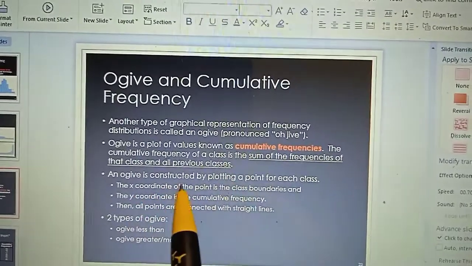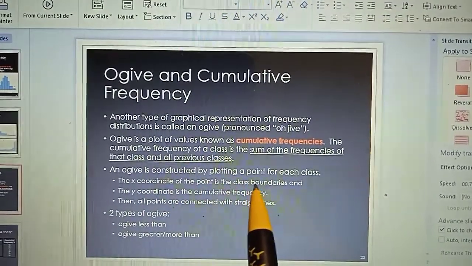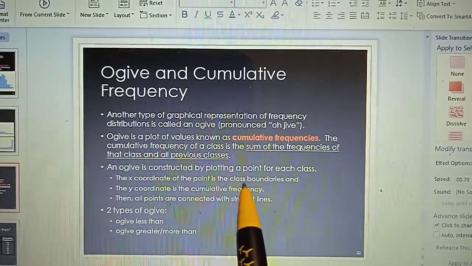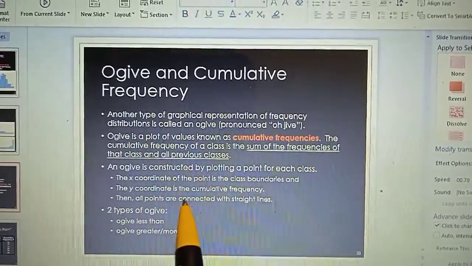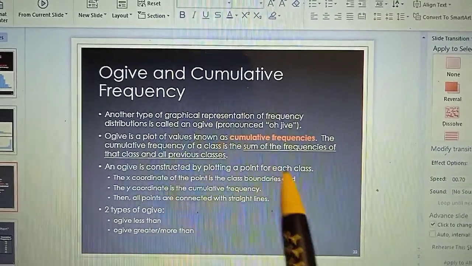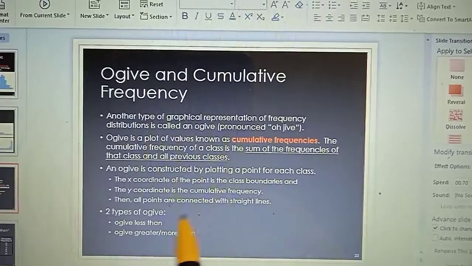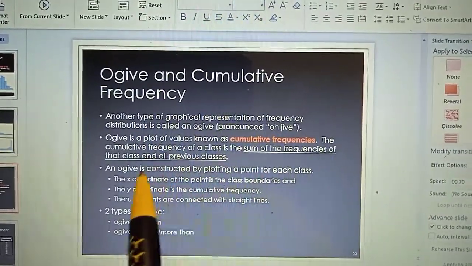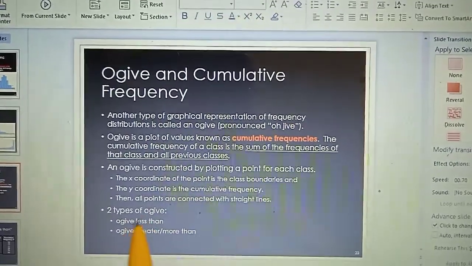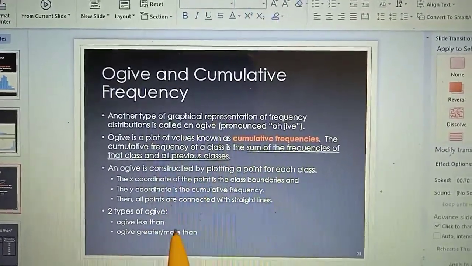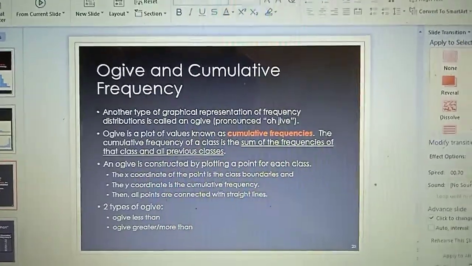An ogive is constructed by plotting a point for each class. The x coordinate of the point is the class boundary and the y coordinate is the cumulative frequency. This is how we display the ogive in a graph of x and y. Then all points are connected with straight lines. These are the features of an ogive. There are two types of ogive: ogive less than, and ogive greater than or more than.